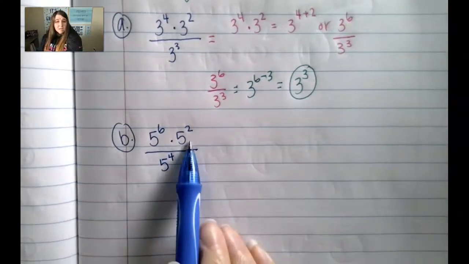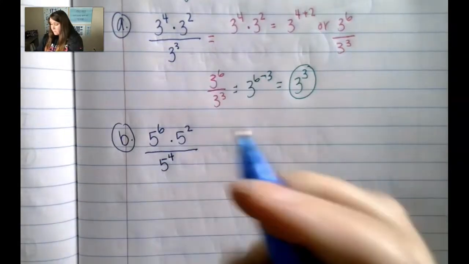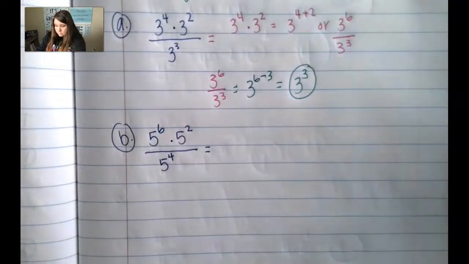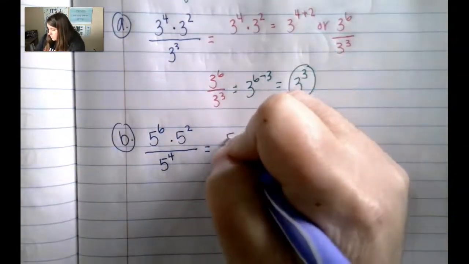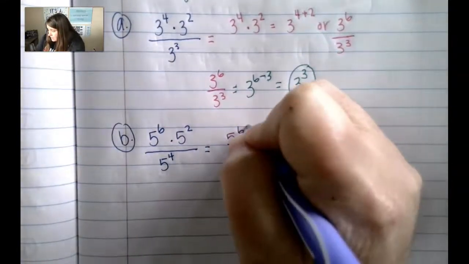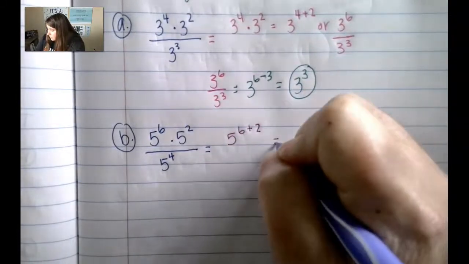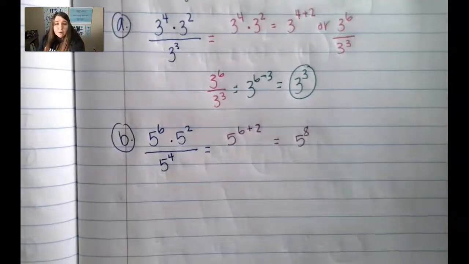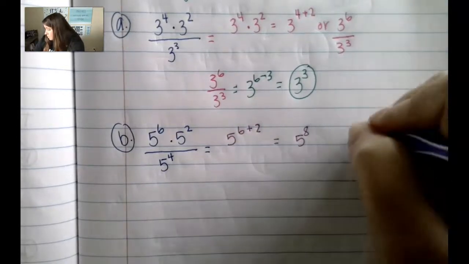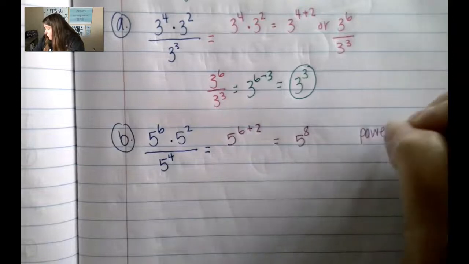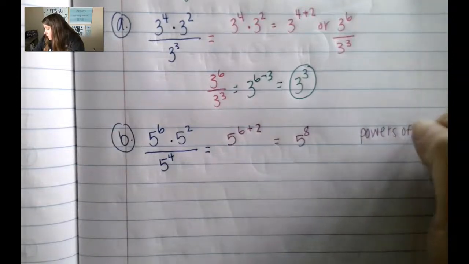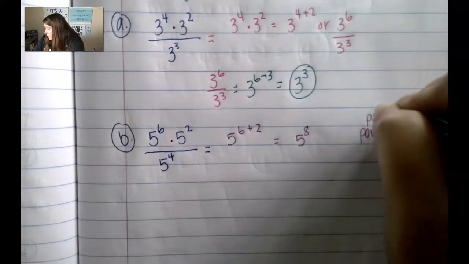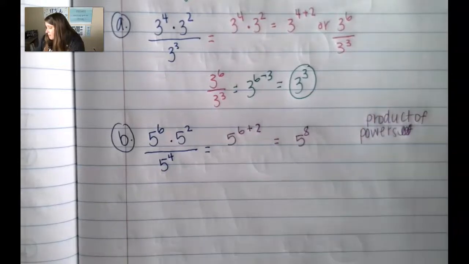Again, we have multiplication on the top, so we just need to simplify that out. So to simplify that problem out, we are going to use the same base and just add those, and that gives us 5 to the 8th power according to the product of powers property. Okay, so maybe we should write that. Product of powers property.